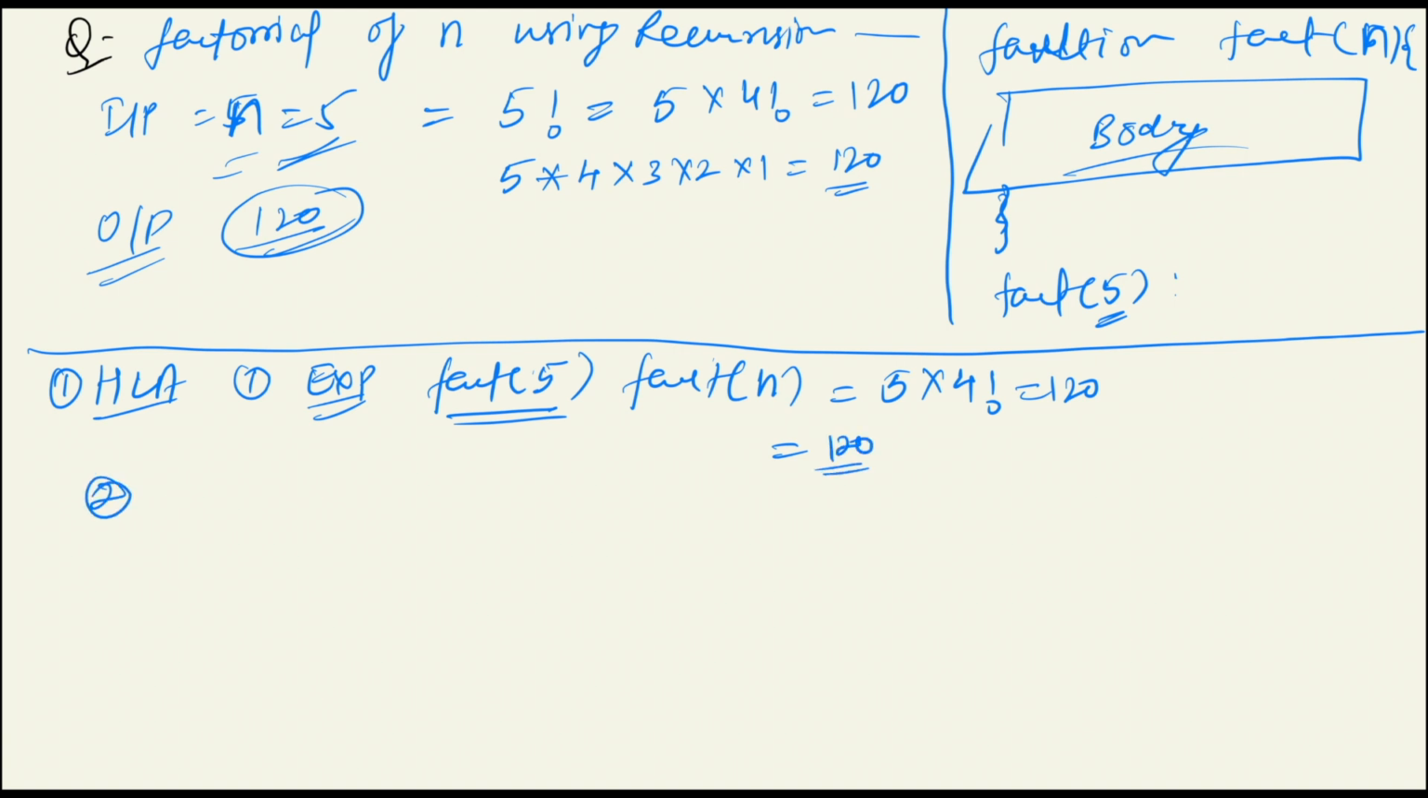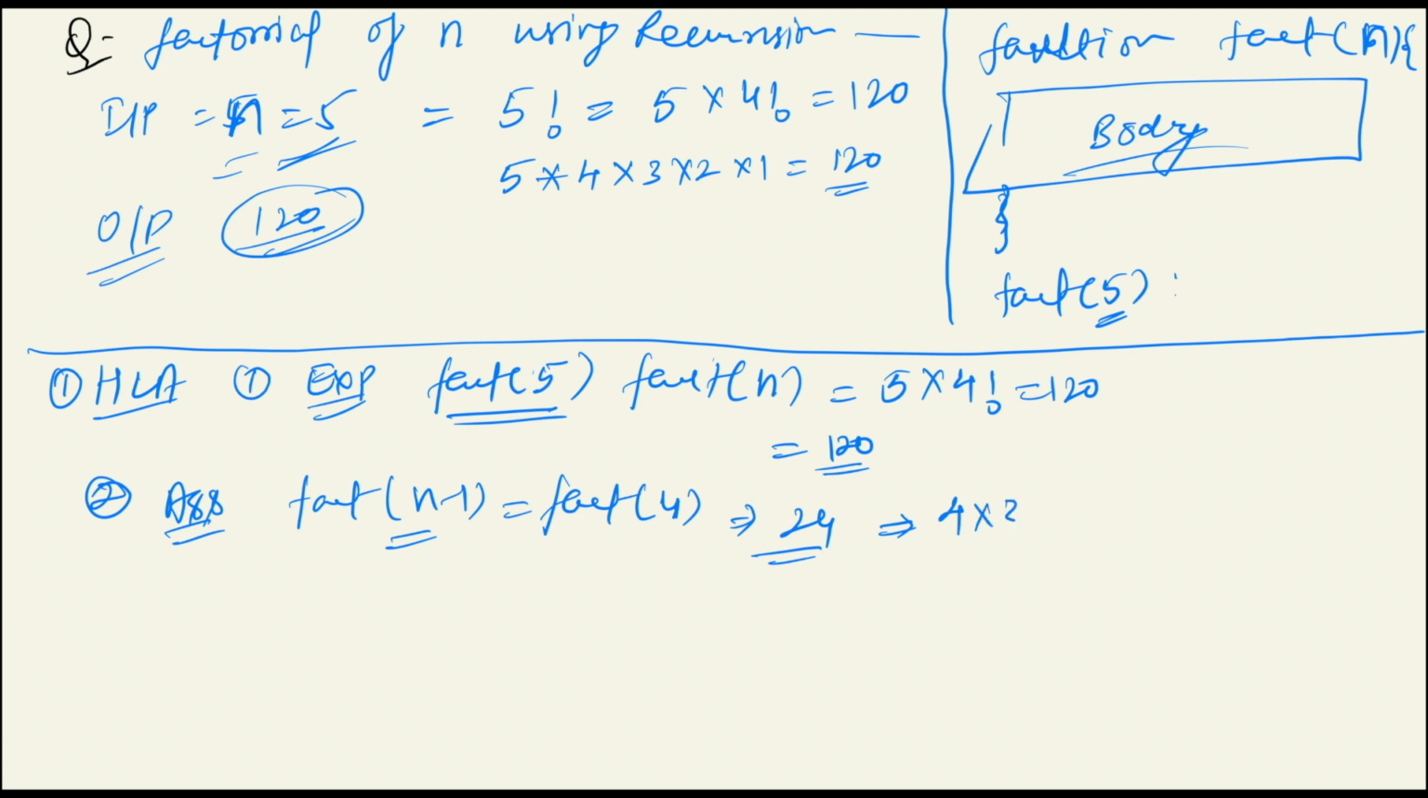And the next step will be assumption. Inside assumption we assume that factorial of n minus 1, which will be factorial of 4, is automatically generated. So here it will automatically generate the value which will be 24. How will we calculate this 24? This will be 4 into factorial of 3, otherwise we can also calculate 4 into 3 into 2 into 1, that is also 24, right?